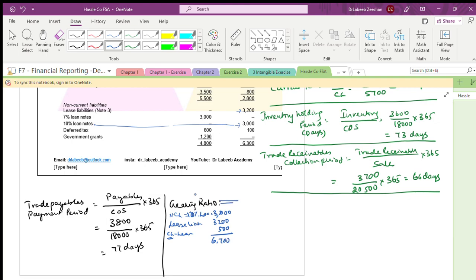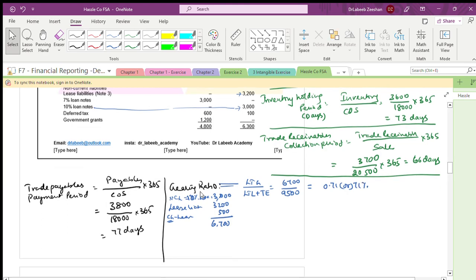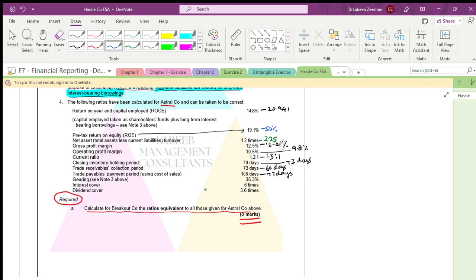Gearing ratio is long-term liabilities divided by long-term liabilities plus the total equity. How much are the long-term liabilities? 6,700. 6,700 divided by total equity plus liabilities, 9,500. It comes to 0.71, or 71%.